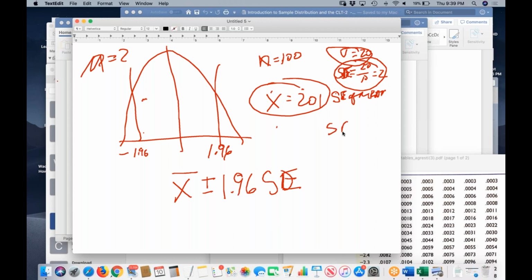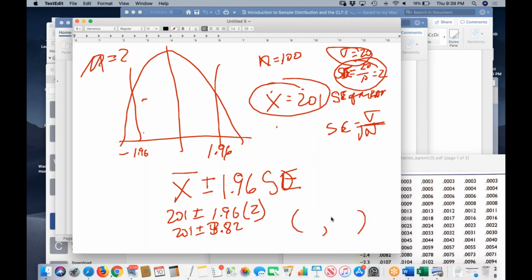What's the standard error equal to again? Sigma over the square root of the sample size. In this case, 2. So what is this? It's 201 plus or minus 1.96 times 2, which is 201 plus or minus 3.92, right? Which is equal to, on the high end, the easy side, 204.92, and on the other side, whatever it comes out to when I subtract.